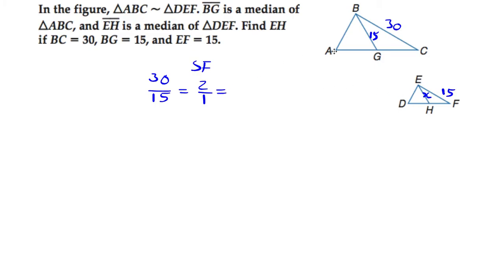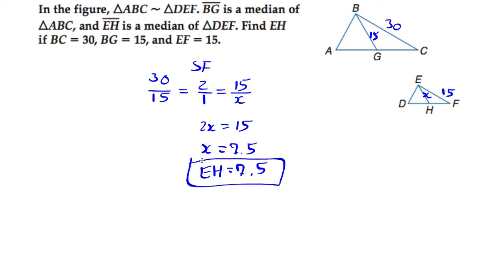So that is going to be the same ratio of the medians. So 15 to x. That means that 2x is equal to 15, or x is equal to 7.5. So EH is equal to 7.5. That's it. So we treat this median just as we would another side of the triangle.